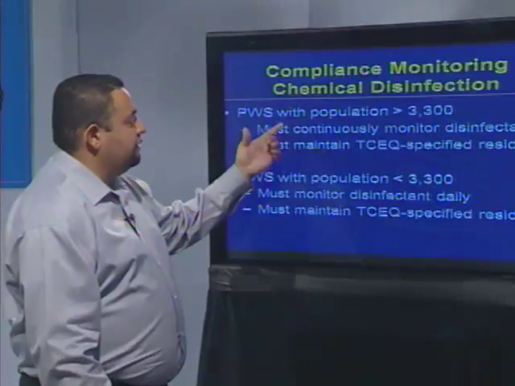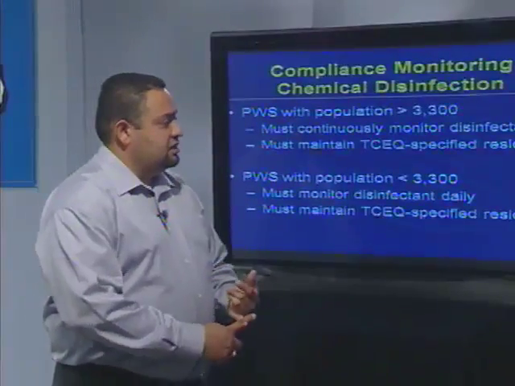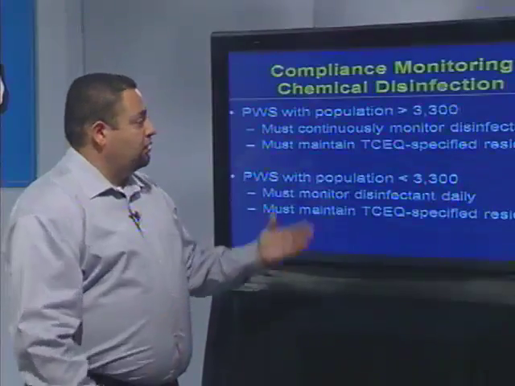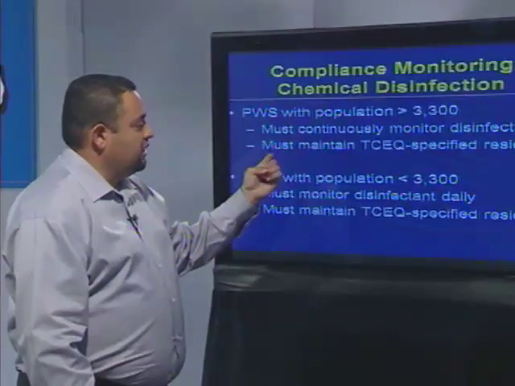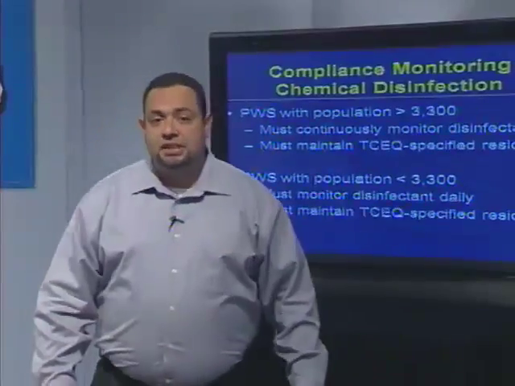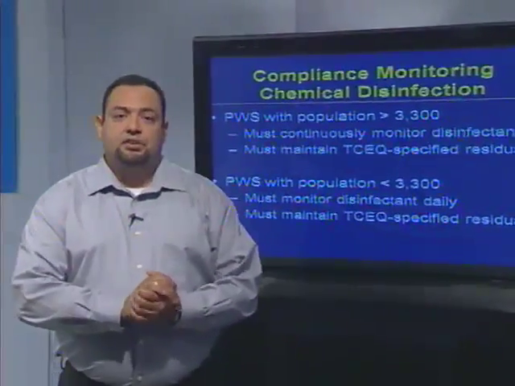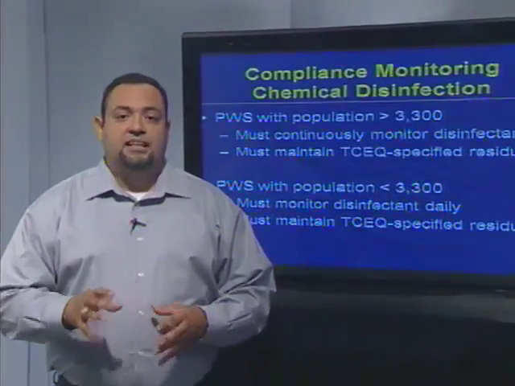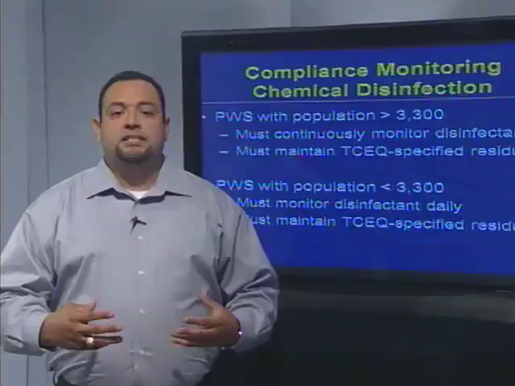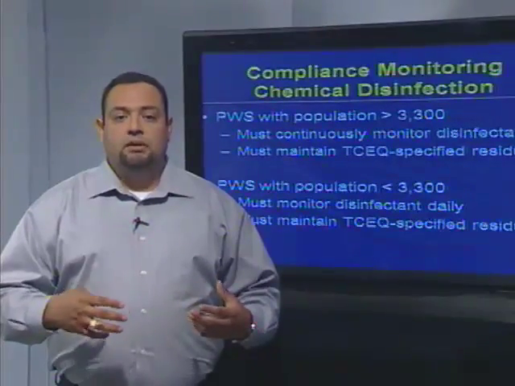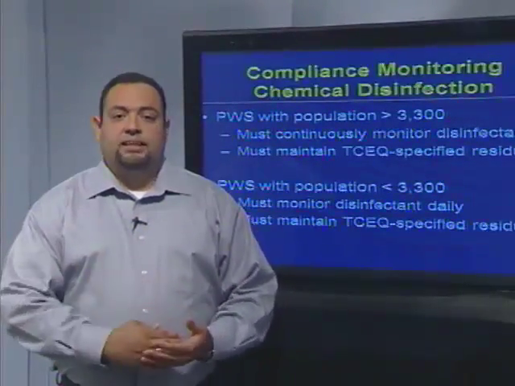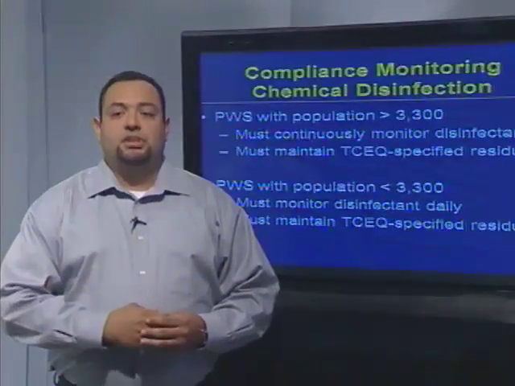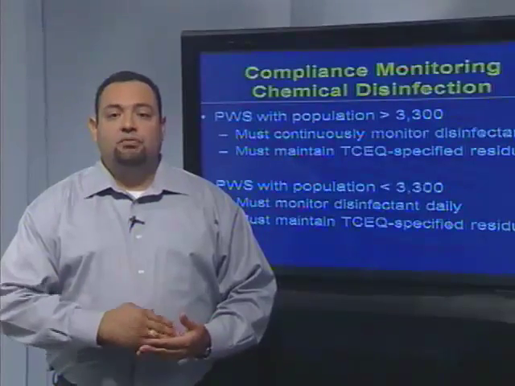For populations of greater than 3,300, you're going to need to do that continuously. You're going to need to continuously monitor that residual for systems that are greater than 3,300, and you must maintain the minimum specified TCEQ residual. And the way we define continuous monitoring, I know I've had that question before, is 1 reading per every 30 minutes, which does not deviate from the normal requirements of the surface water monitoring and reporting. So we stuck with that same standard, so it should not be any different than that. But I just wanted to make sure people understood how we define continuous monitoring for the disinfectant.